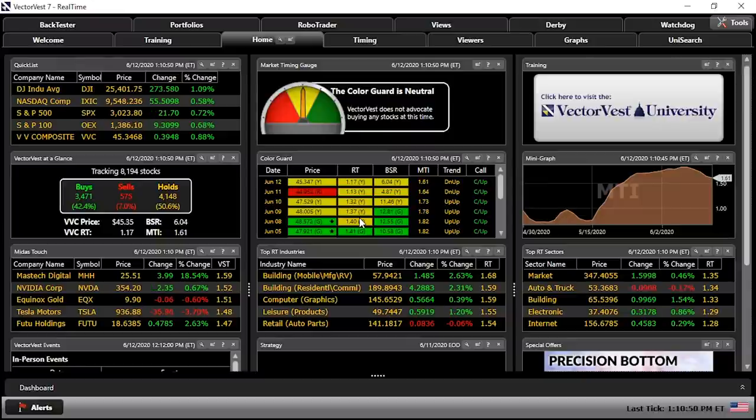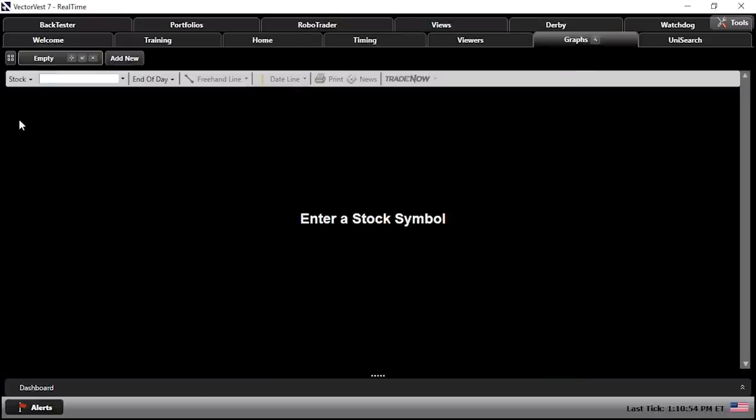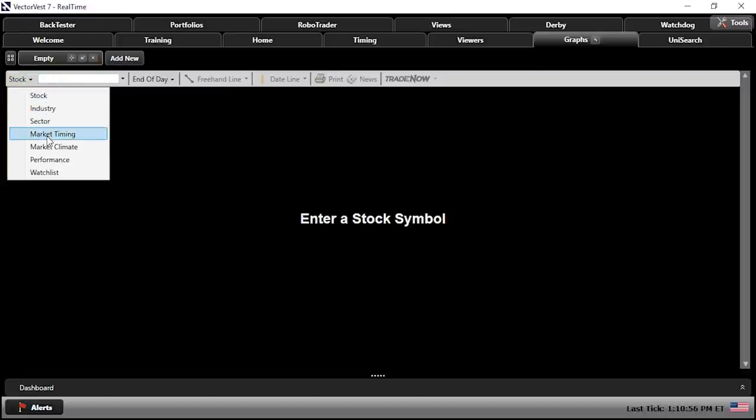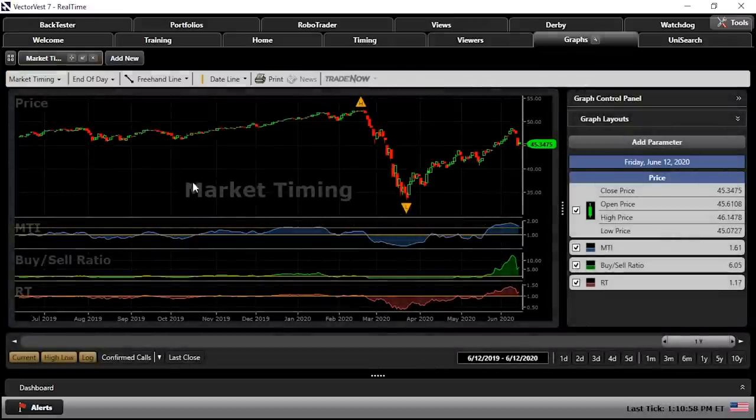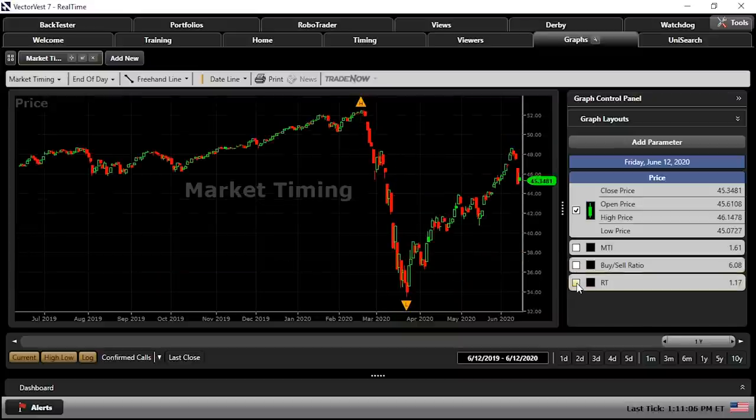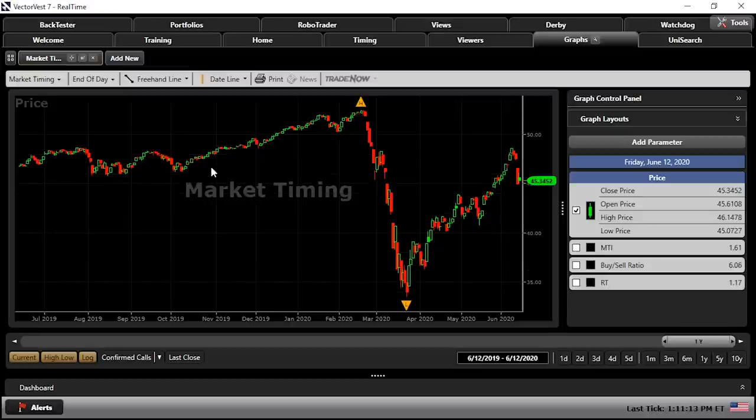Well, let's do a different thing. Let's take a look at the market timing graph. We'll go up to the graphs tab at the top and change from a stock graph to a market timing graph. This is the VectorVest composite now shown on a 1 year look back period in a graph. I'm going to take off everything else and just leave price. Looking at price, with the many stocks that we look at, we feel that this is a better representation of broad market movement.